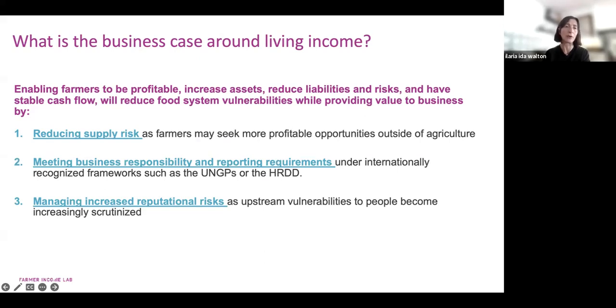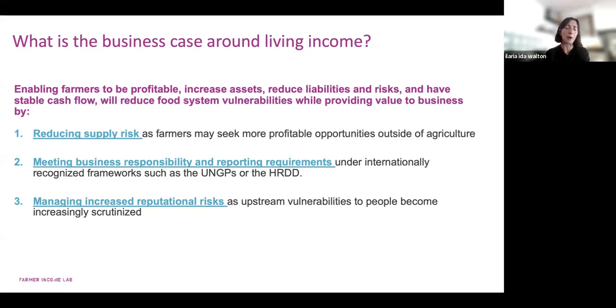If we support farming communities to reduce their risks, we believe that we will also ultimately reduce our supply chain risks. Because if poverty in supply chains persists, we might really see farmers moving out of farming and seeking more profitable opportunities elsewhere. And that would obviously be an issue for us, because we rely on a lot of crops for our business that are grown by smallholder farmers.